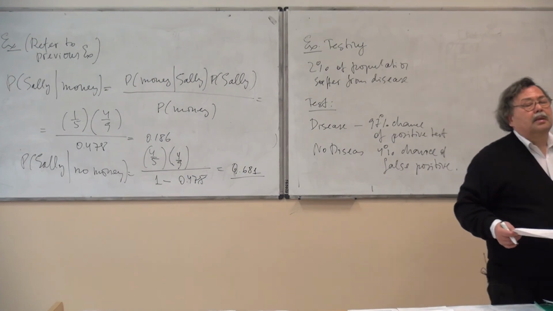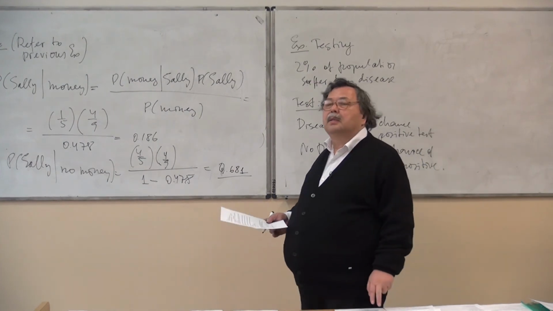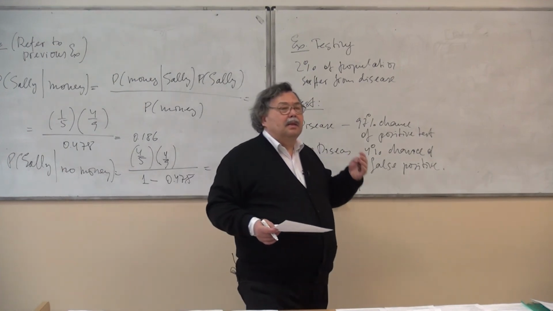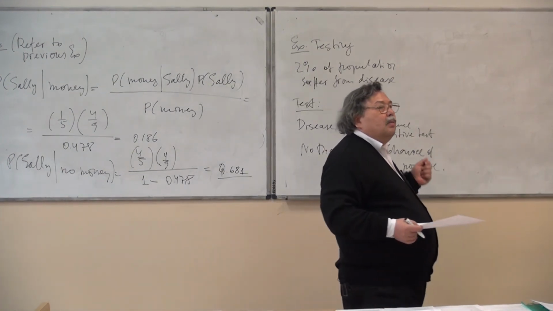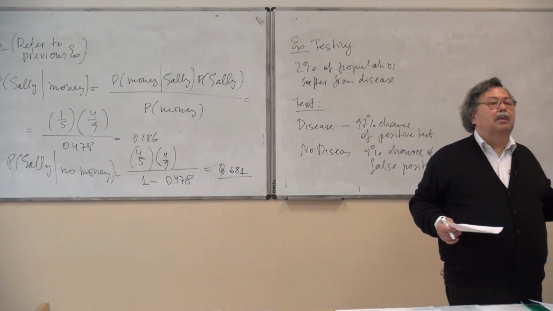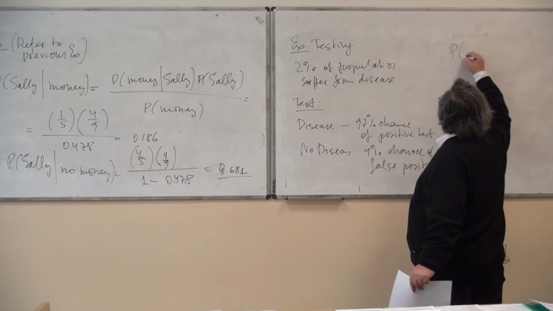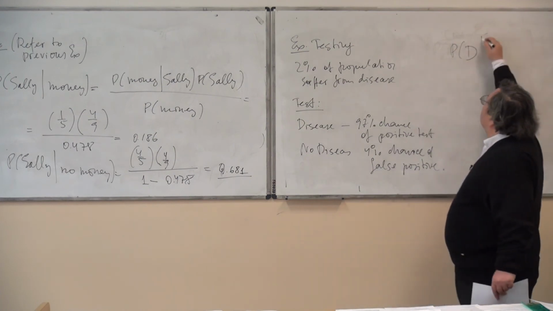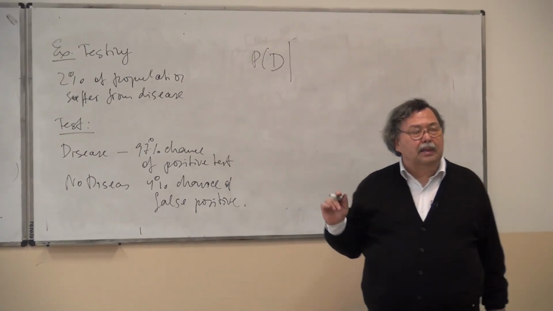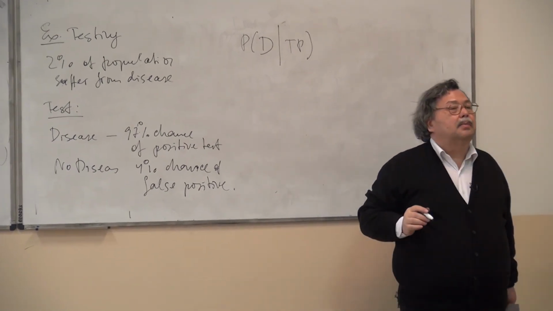Now the question is this: suppose somebody, an individual, is given this test and the result is positive. Positive doesn't mean good, again. Positive means that the test indicates the presence of this disease. What's the probability that the disease is actually there? What's the probability that the person actually suffers from this disease? So what's the probability of, let's use this letter D for the event that the person has the disease, given TP, and TP stands for the test positive. Okay?